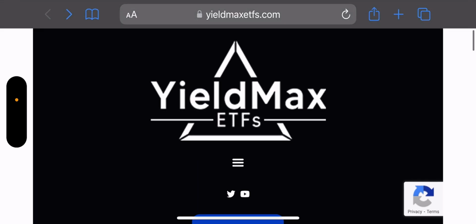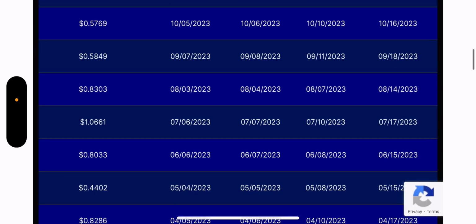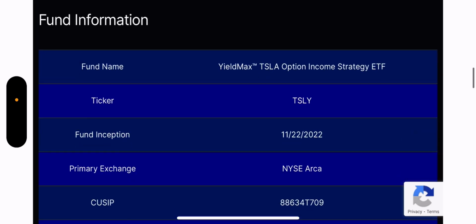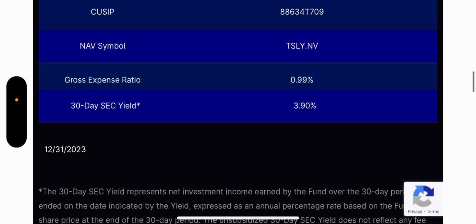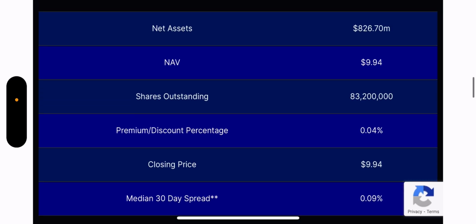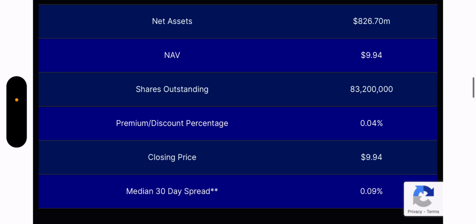So what you see is the YieldMax website. First, if you wanted to see the NAV, you go to a particular fund like Tesla, and you go down here. It shows NAV. Just think of NAV as the stock price, essentially. Sometimes they can vary, but for the most part they match nearly all the time, because as you can see, the NAV of 9.94 matches the closing price of 9.94 for Tesla.